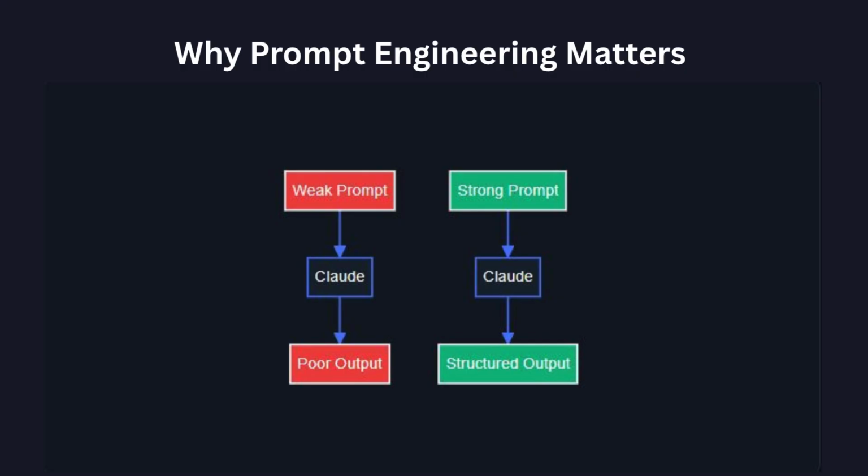Now, let's understand why prompt engineering matters. A model's output quality depends heavily on the prompt. If the prompt is weak, meaning it is vague, unstructured, or missing context, the output will likely be inconsistent and unreliable. On the other hand, a strong prompt includes clear role instructions, structured context, and a defined output format. This leads to responses that are more accurate, consistent, and useful. Prompt quality directly affects accuracy, reasoning quality, consistency across requests, and how well the output is structured.